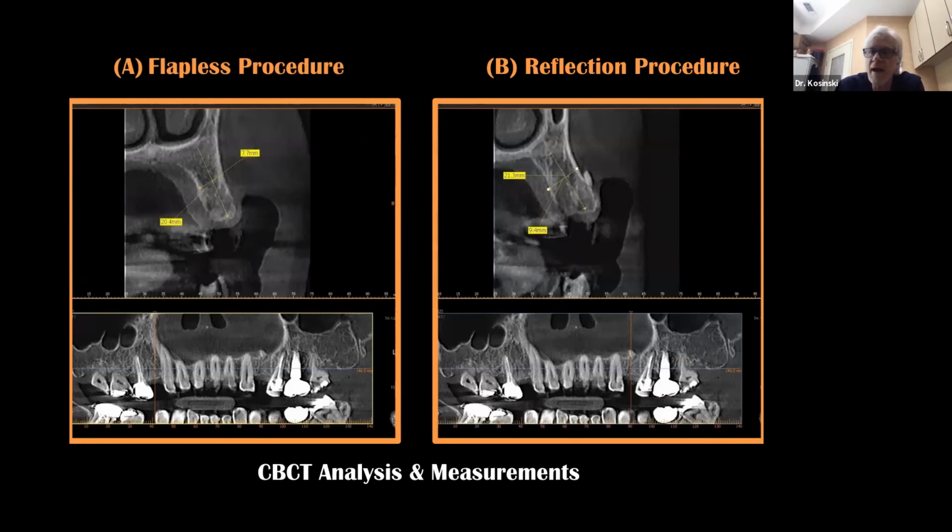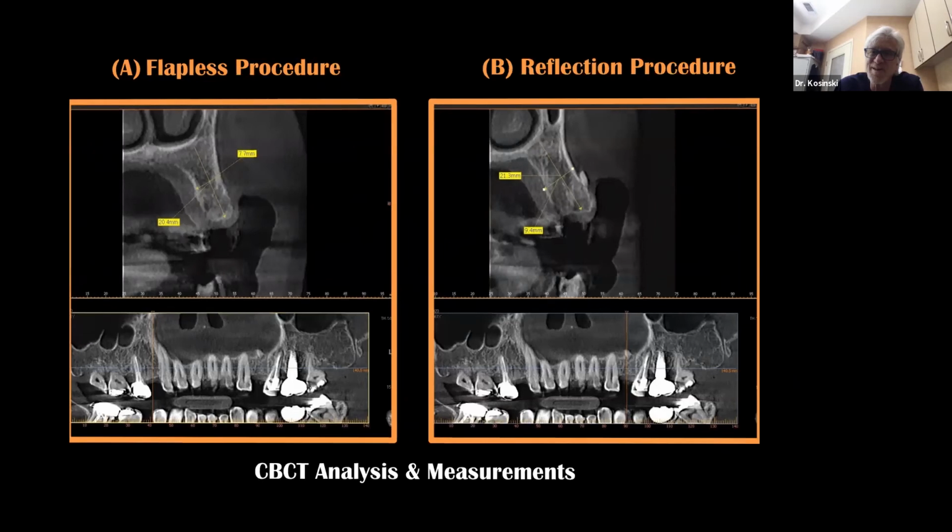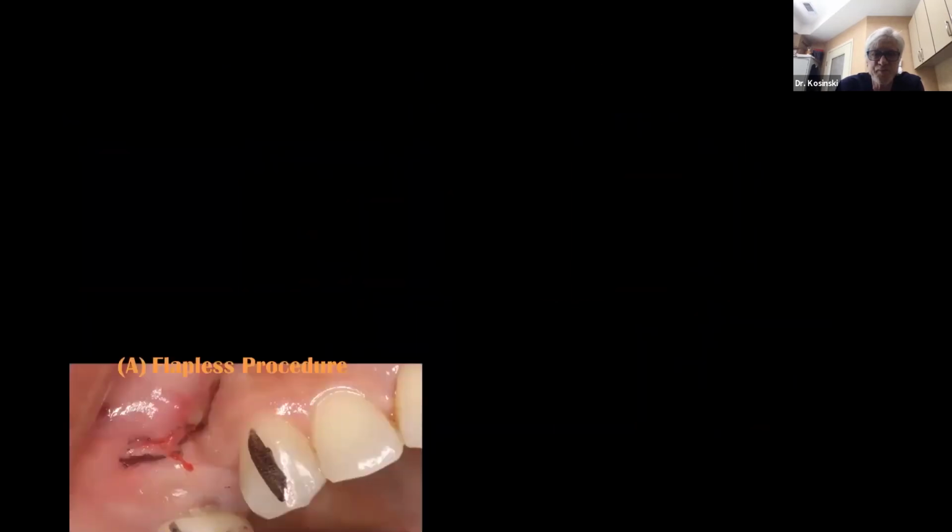Again, I'm going to go back. When do we flap? When do we do a reflection? Well, if you're unsure, then you want to reflect. When you reflect, you can actually see the hard tissue. When we're doing a flapless procedure, we're kind of blind because we can't see through the soft tissue onto the bone. But I'm going to show you those techniques in a moment.